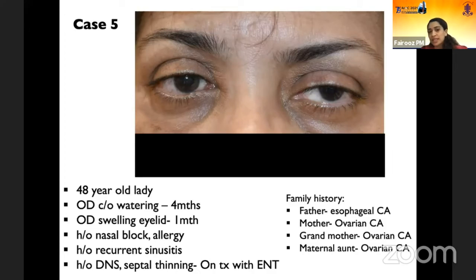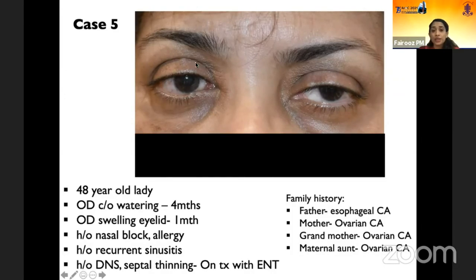Now, this is a very interesting case. This was a 48-year-old lady who came with complaints of watering for 4 months. She had a swelling of the eyelid for 1 month, nasal block, allergy, and recurrent sinusitis since many years. She's under the supervision of an ENT specialist, who detected DNS with septal thinning, and she's on treatment with ENT. She had a strong family history of cancer. Her father died of esophageal cancer, mother ovarian cancer, maternal grandmother and maternal aunt, everyone had cancer predisposition.